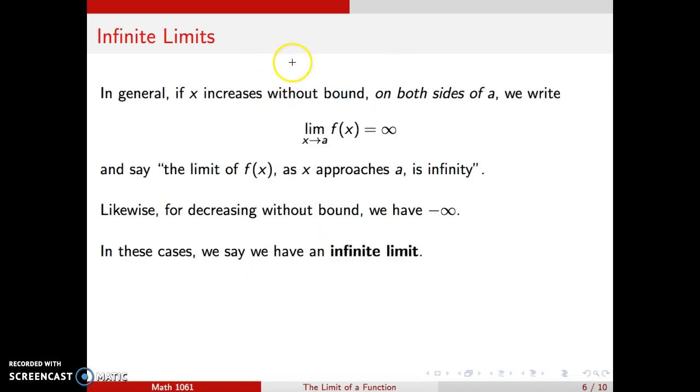So in general, if f of x increases without bound on both sides of a, using our limit notation, we say the limit of f of x as x approaches a is infinity. And if it decreases without bound, we say we've got negative infinity there. This is an example of what we call an infinite limit.